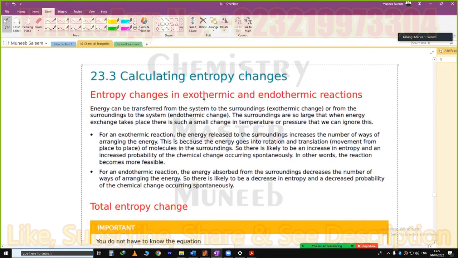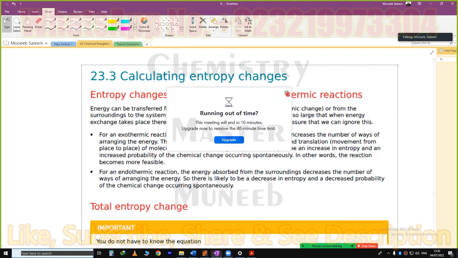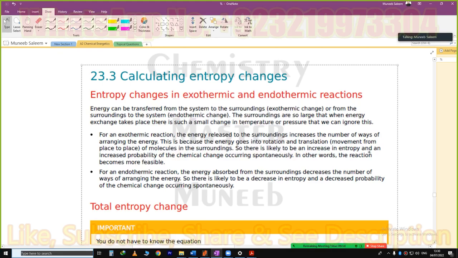And then calculating entropy changes in endothermic and exothermic reactions. It is now linked with the type of enthalpy change. Energy can be transferred from the system to the surroundings, an exothermic change, or from the surroundings to the system, endothermic. For an exothermic reaction, the energy released to the surroundings increases the number of ways of arranging the energy. This is because energy goes into rotation and translation of molecules in the surroundings. So there is likely to be an increase in entropy and increased probability of chemical change occurring spontaneously. In other words, the reaction becomes more feasible.